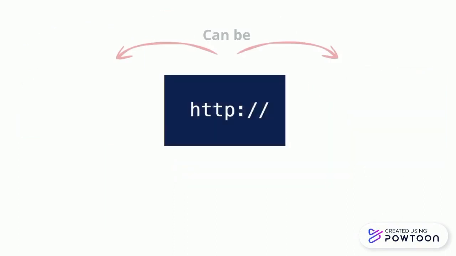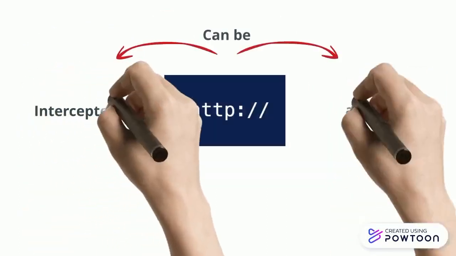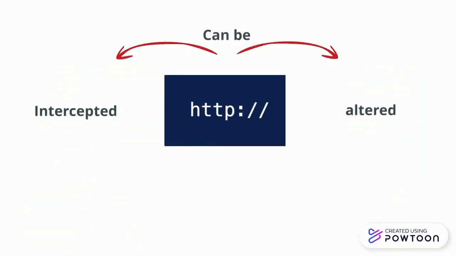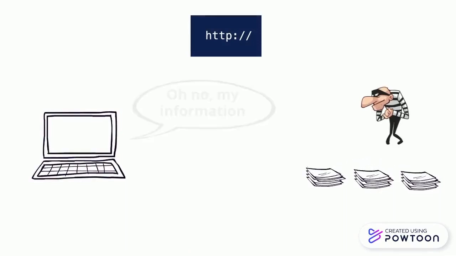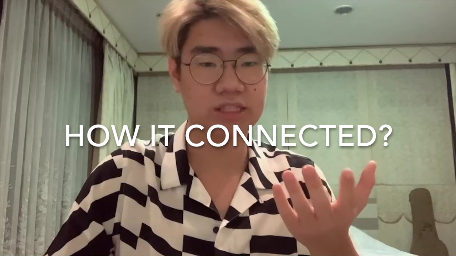Unfortunately, this means that HTTP can be intercepted and potentially altered, making both the information and the information receiver vulnerable. The application layer's main functions are transport access and management, mail service, virtual terminals, and others. You might wonder, how does the application layer connect with HTTP?